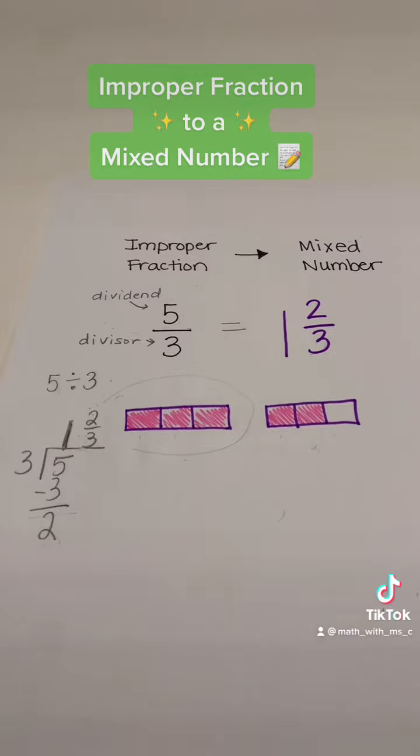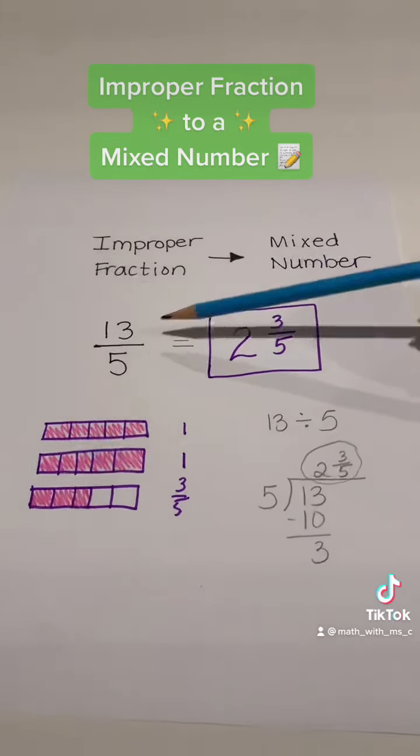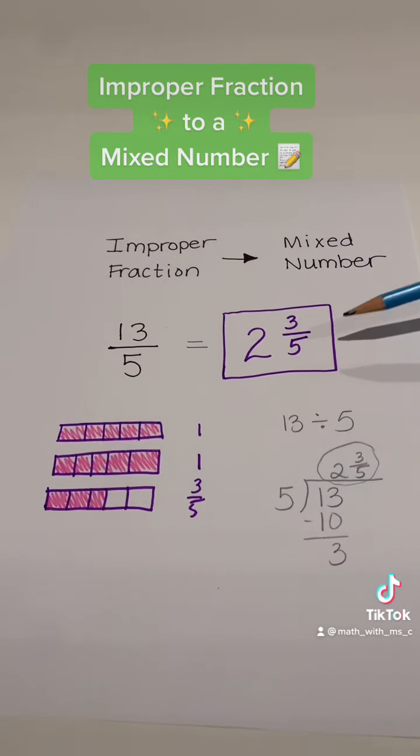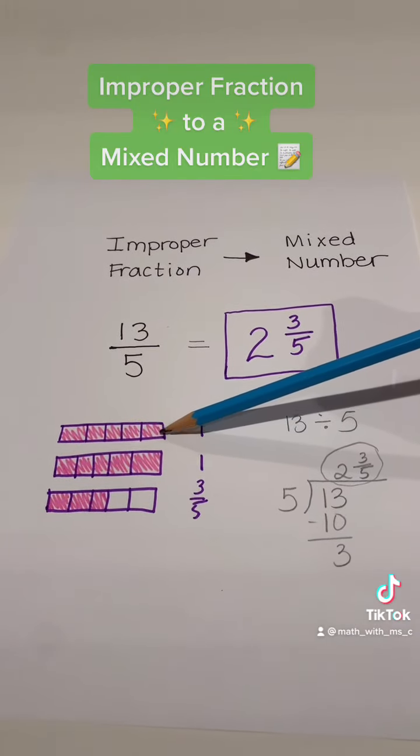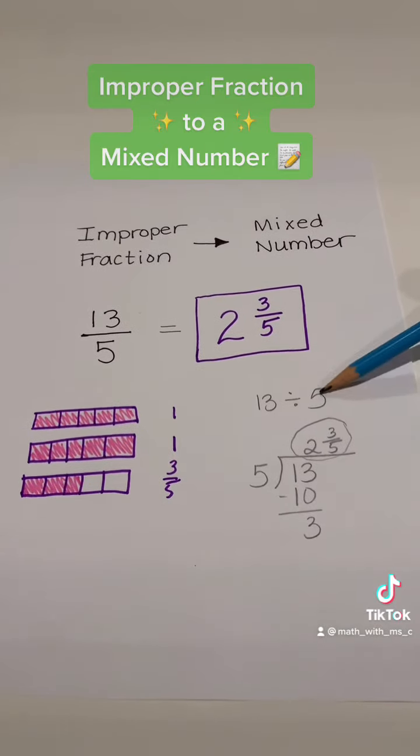You can try this again. And here's an example you could try. You can pause it to take a look. 13/5 equals 2 and 3/5. Here's our model. 5/5 plus 5/5 plus 3/5 is 13/5. And you can divide it.